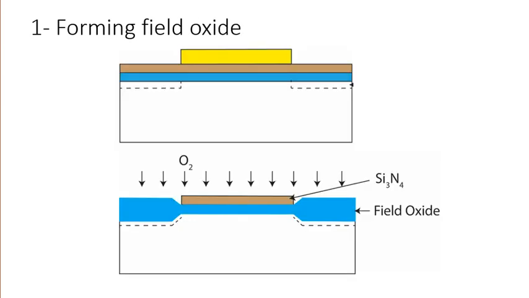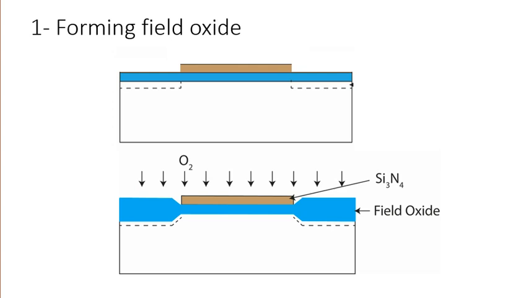The third step is forming the field oxide. You may ask, what is field oxide? The field oxide isolates transistors from one another. To form it, first, silicon nitride not covered by photoresist will be removed. Then the photoresist itself will be removed.